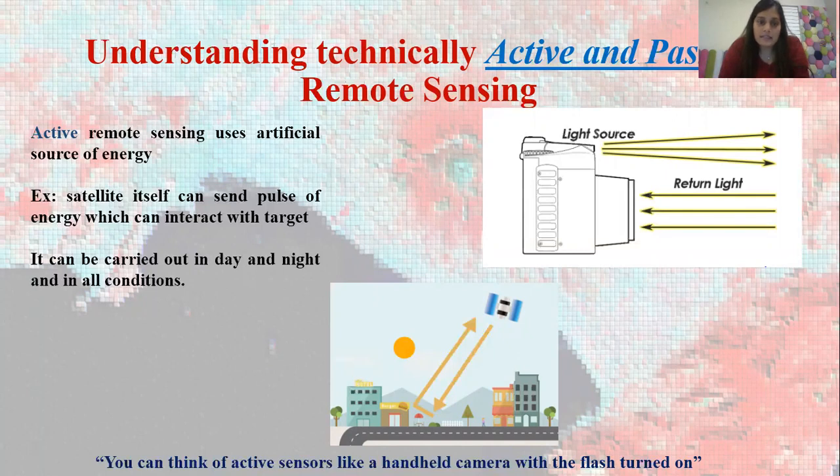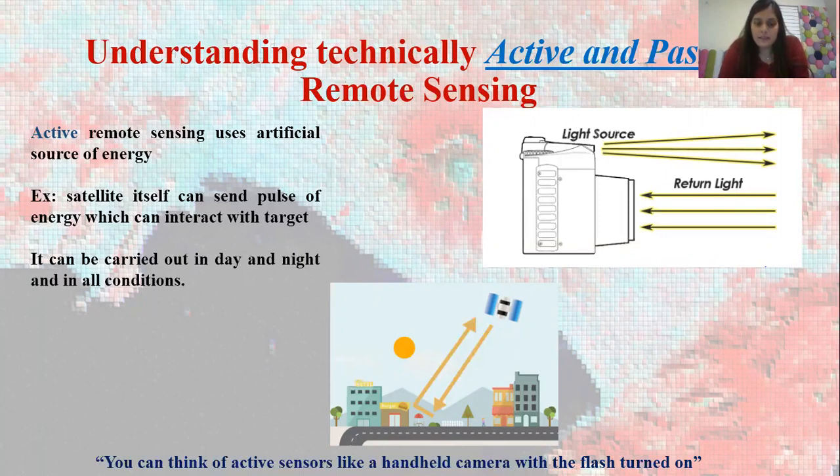But in our case, sensors are of two types, one is active and one is passive. Here I would firstly discuss active. What I said, active does not require any extra energy. The satellite itself can send the pulses of energy, which can interact with the target. Remember, active sensors work in all conditions. They can carry out the process of gaining information in all conditions, that is day, night, and any weather condition, right?